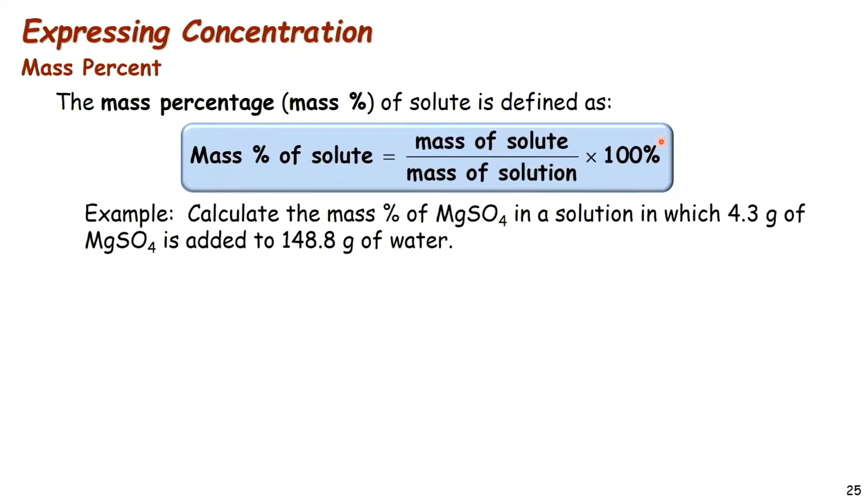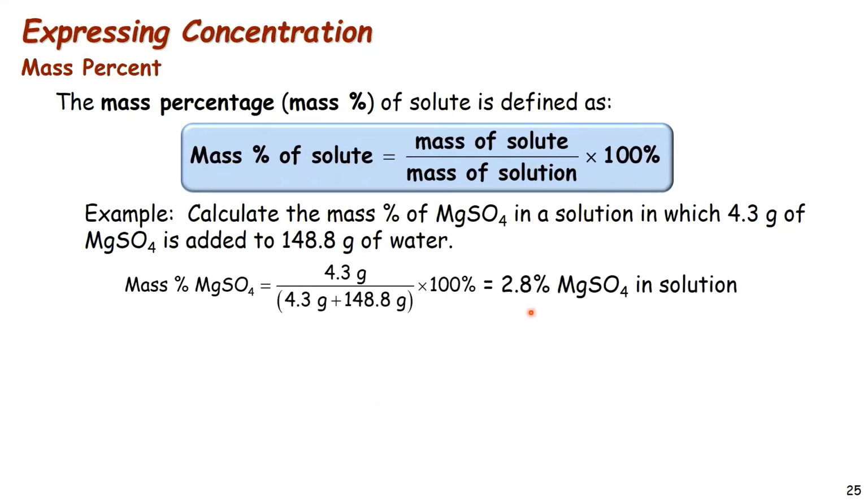So for example, let's calculate the mass percent of magnesium sulfate in a solution that contains 4.3 grams of magnesium sulfate in 148.8 grams of water. Well, again, it's just going to be the mass of the solute, in this case, the magnesium sulfate, divided by the mass of the solution, which will be the sum of the solute mass plus the solvent mass. And so there it is. So the mass percent would be 2.8% magnesium sulfate in solution or in water.